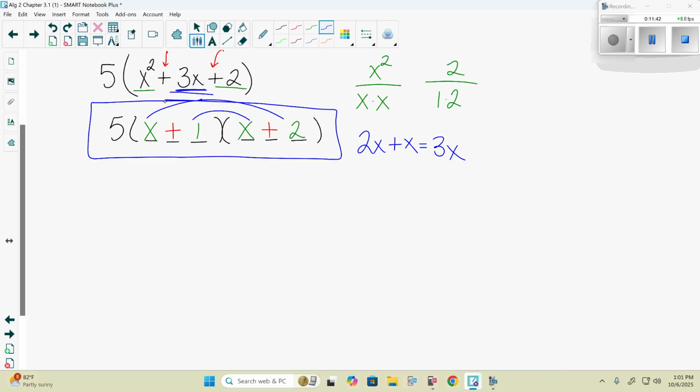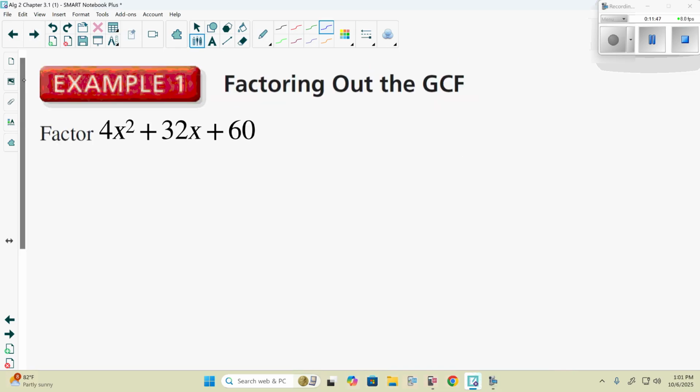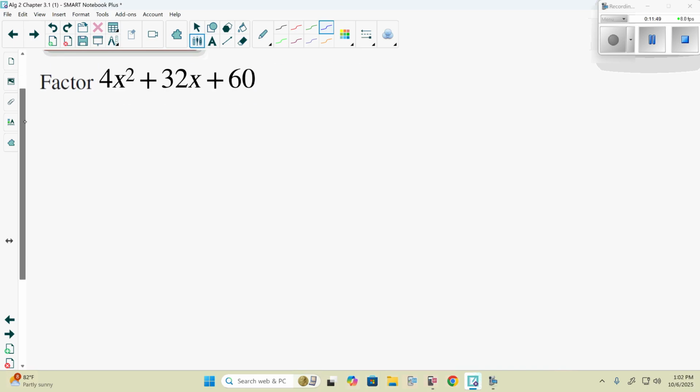Questions on this here? Are you ready for the next one? 4x squared plus 32x plus 60. First thing we need to see is there a greatest common factor between these three terms? And a is not negative. The first term, the number in front of x squared, is not negative, so we don't have to worry about a negative. But is there a number or variable that will go into 4x squared, 32x, and 60? There is, and it is 4. So we can divide 4 out of all three terms.